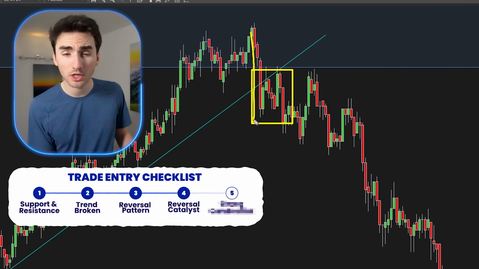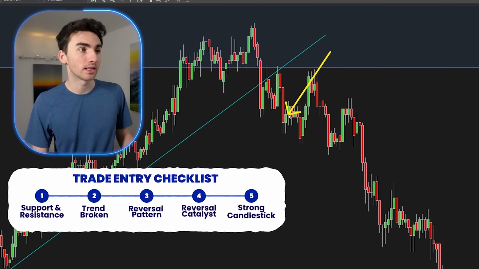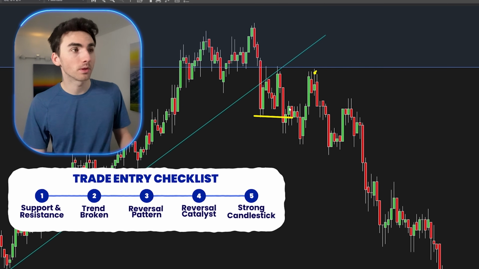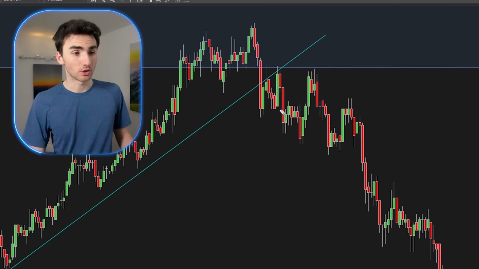It's just kind of a continuation pattern. And so once it broke this low, that's when I entered in. I put my order right here, it broke below there, and I got in and put my stop loss right here. And so from there, I have my risk reward tool.